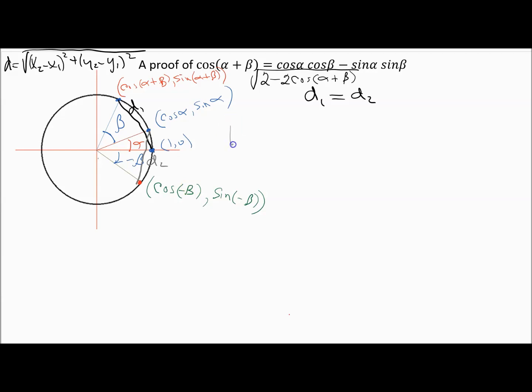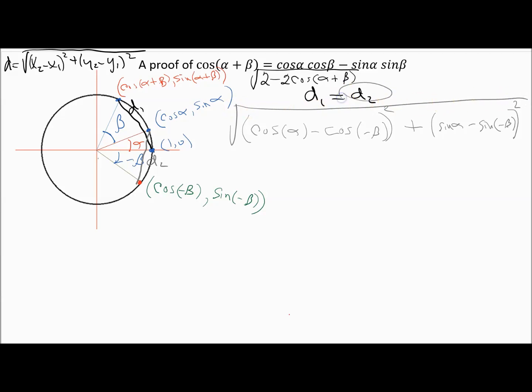Okay, so I have the square root of cosine of alpha minus cosine of negative beta, and then all of that is squared, plus now I'm subtracting my y values. So my y value at this point is sine of alpha minus sine of negative beta, and that is all squared, and this is all underneath one big square root. So again, we're doing D2 right now. Okay, now I want to simplify this as much as possible.